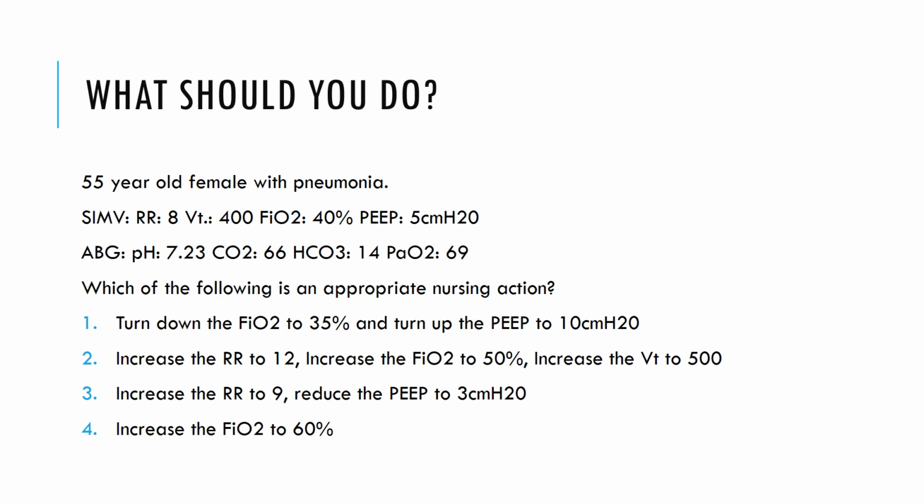So when we increase the respiratory rate to 12, we're now helping her out a little bit more, and we're increasing the tidal volume, helping her ventilate more because we have some hypercapnia here and we need to get rid of that CO2. So ventilating more with bigger and more frequent breaths is going to help with that acidosis.